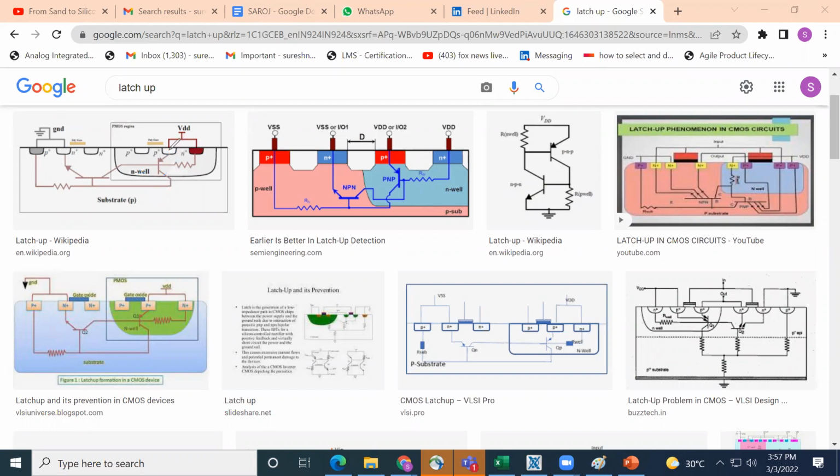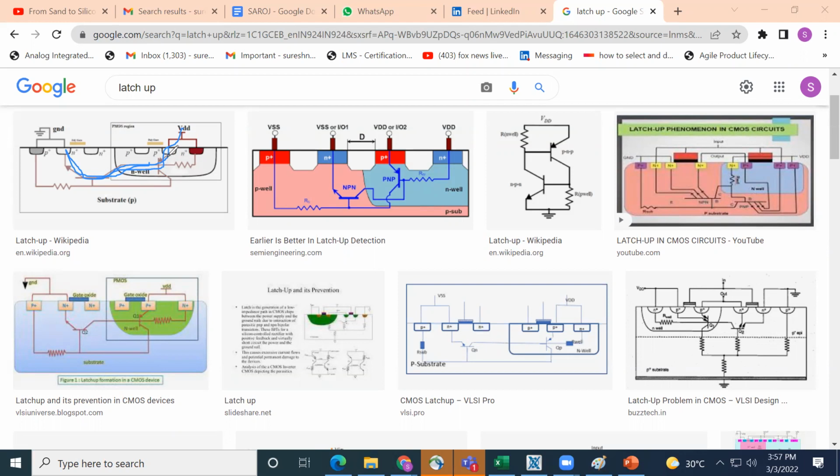Parasitic BJT. Parasitic BJT, this is a parasitic term. This unwanted short circuit path is created because this current is passing through the substrate, N-well and P substrate. So there is a short circuit path between VDD and VSS when the parasitic BJT is formed. Parasitic NPN and PNP BJT.